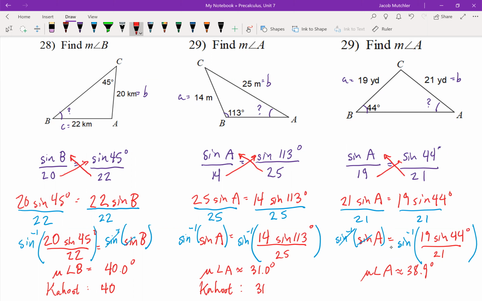So that actually is the way I want to input it on the Kahoot. So if as you round it and you get a tenth that's a non-zero tenth, go ahead and put in 38.9. The only time you would not put in the tenth is if it's a 0.0.